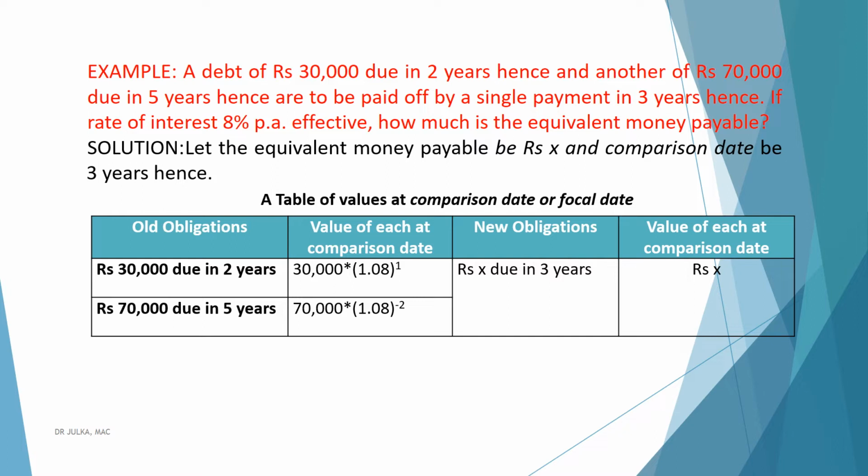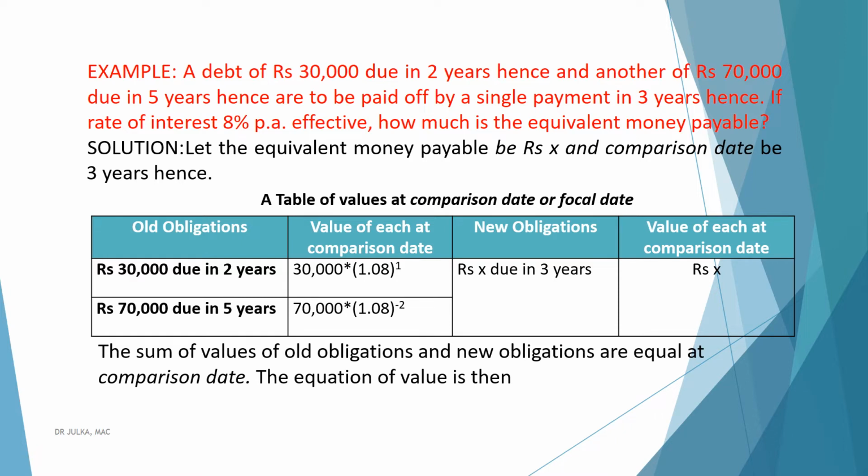And second debt of rupees 70,000 which is due in 5 years hence and now is going to settle at the end of third year. So we are going to save interest of 2 years. That's why the value of this 70,000 rupees is 70,000 multiplied by 1.08 to the power minus 2 at the end of third year. And new obligation is rupees X at the end of third year. So the value at this comparison date is rupees X.